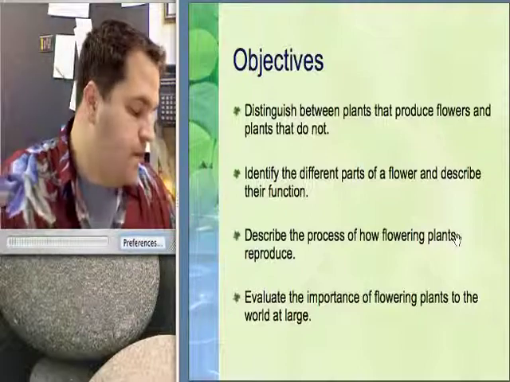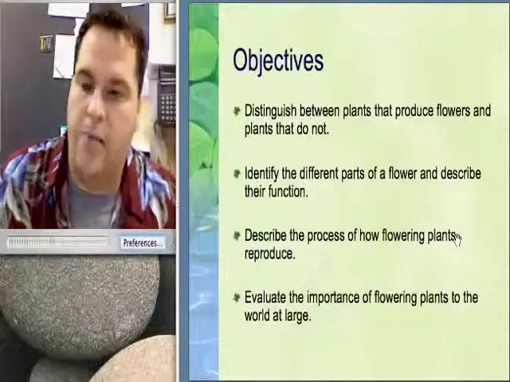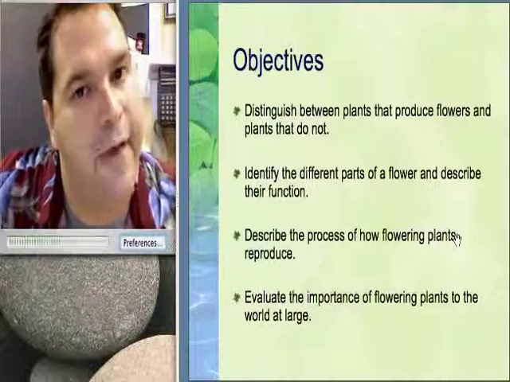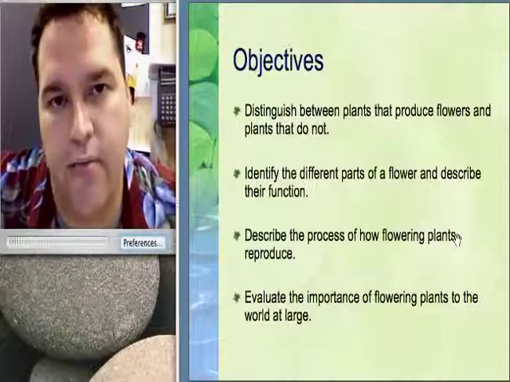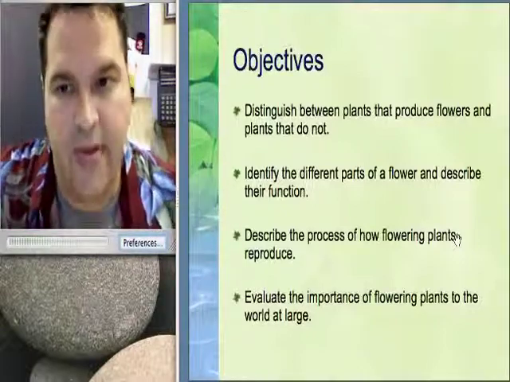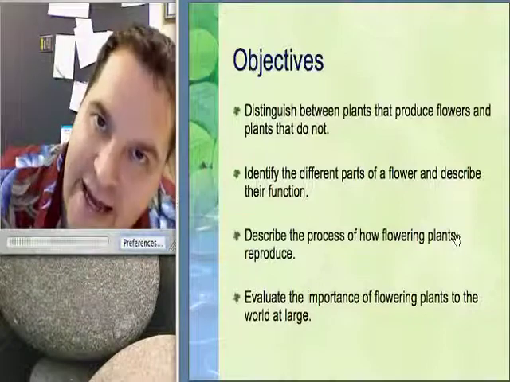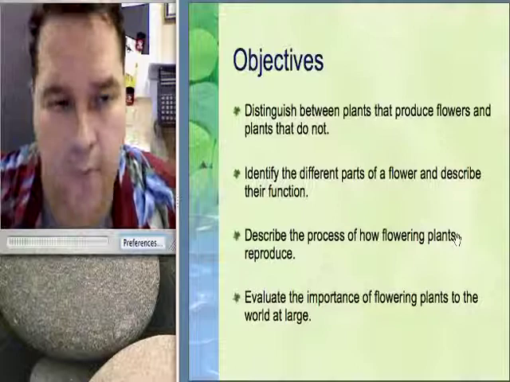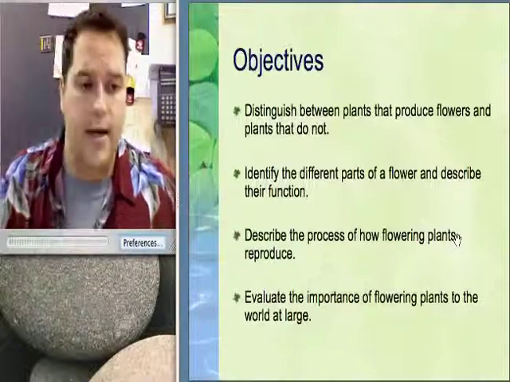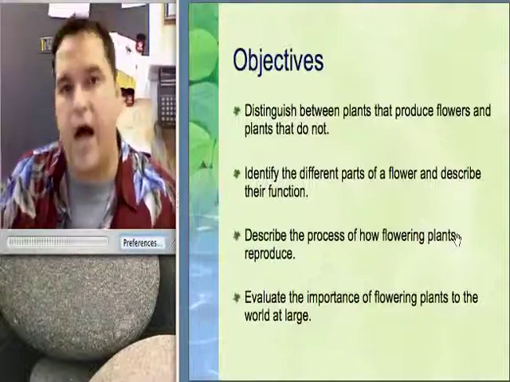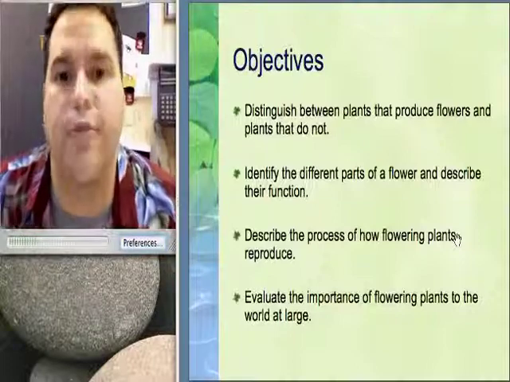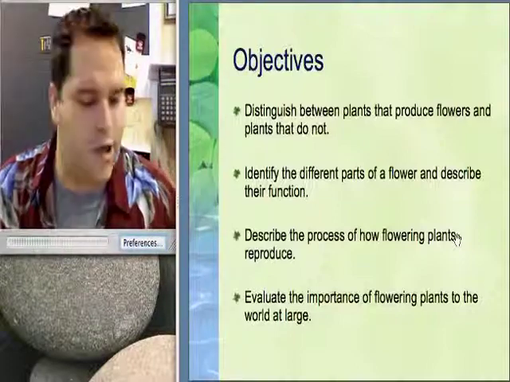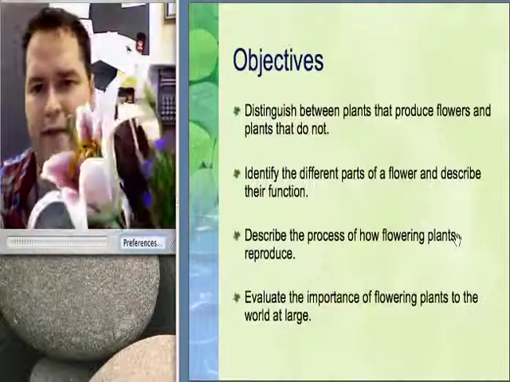And finally, let's evaluate the importance of flowering plants to the world at large. Well, there are a lot of flowering plants out there. Why is it important? Well, that's how we get more plants. So when plants die, we need more plants. So flowering plants are incredibly important because we know that plants play a huge role. We eat plants. Plants produce oxygen. They do a whole lot of stuff for us, and we need to thank them. So go outside and thank a flower.